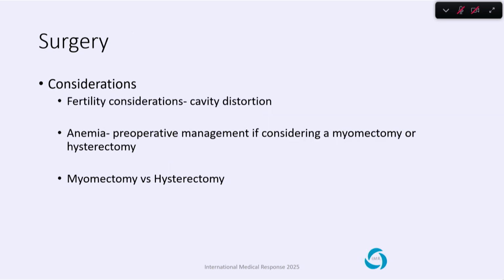Lastly, we have surgery. As a surgeon, I always talk about the surgery, but considerations, again, you're dealing with women at different phases in their life, different life cycles, and fertility considerations are a definite something that we have to consider. Fibroids can cause cavity distortion, as I showed you, the ones that come into the cavity. So surgery, if you're thinking about future pregnancies and worried about the endometrium being distorted, removal of those fibroids would be an option. Again, anemia is found very commonly, so preoperative management, if you're considering a myomectomy, which is where we just remove the fibroids, leaving the uterus intact, or hysterectomy, where the entire uterus is removed, and this is definitive therapy.